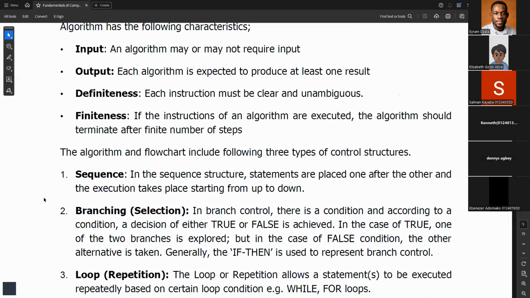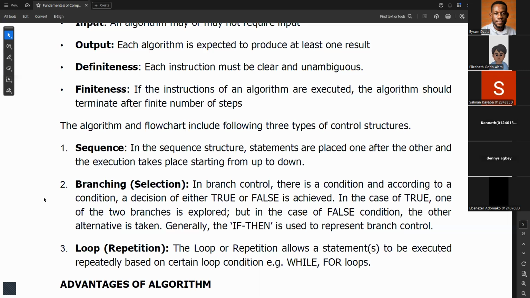Now, there are three control structures when it comes to algorithms. The three types of control structures will guide you depending on the kind of problem you have.